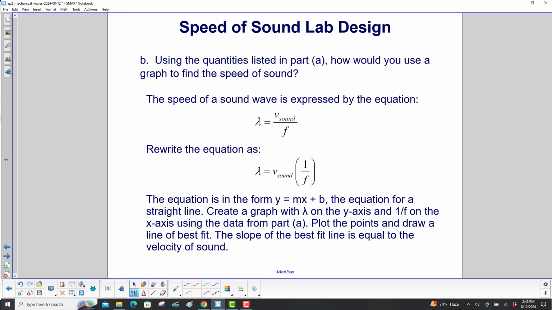The speed of a sound wave is expressed by this equation. Lambda is velocity over frequency. Rewrite it as v sound times 1 over f. That equation is now in the form y is equal to mx plus b, the equation for a straight line. Create a graph with lambda on the y-axis and 1 over f on the x-axis using the data from Part A. Plot the points and draw a line of best fit. The slope of the best fit line is equal to the velocity of sound.